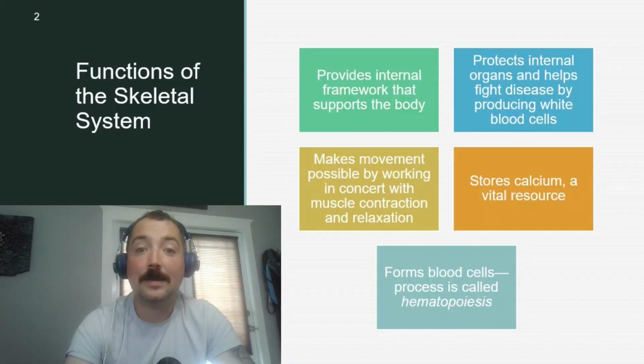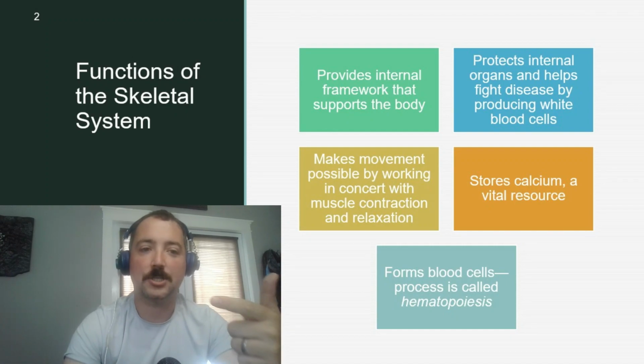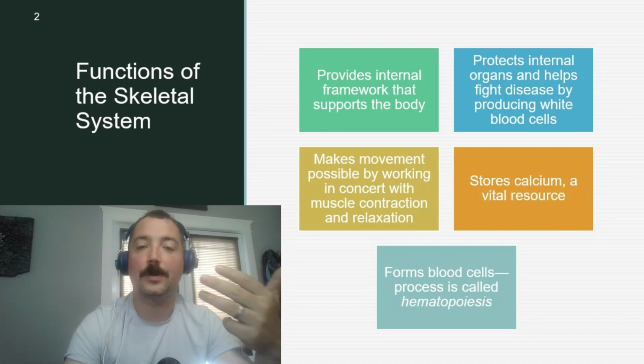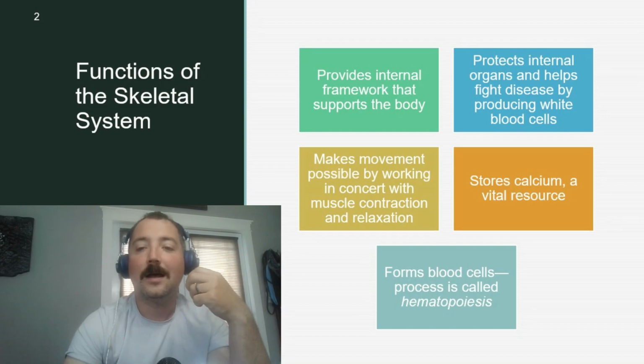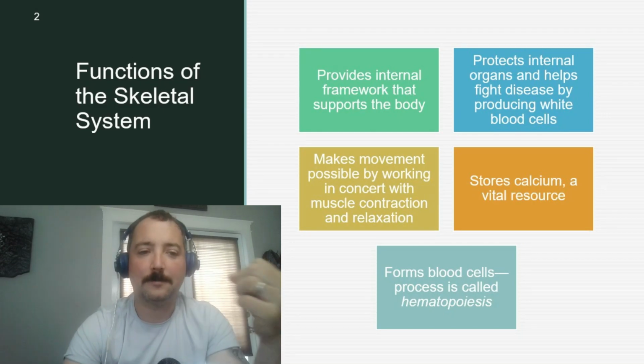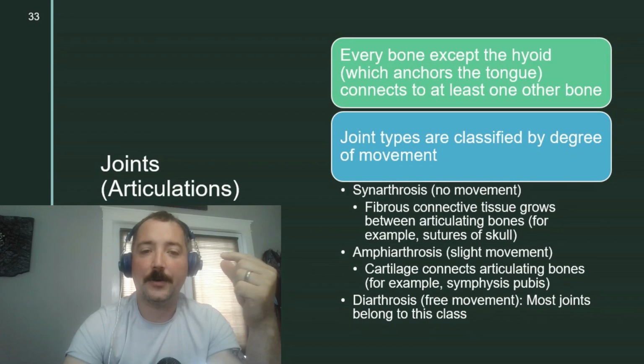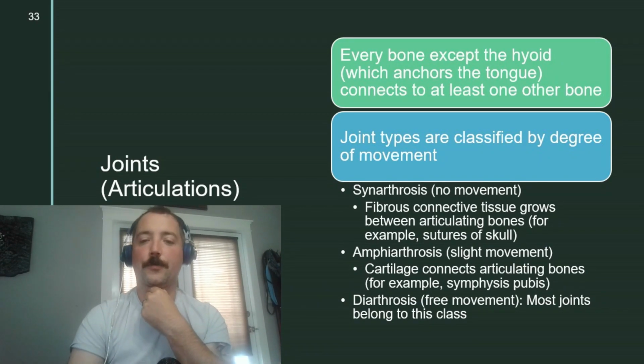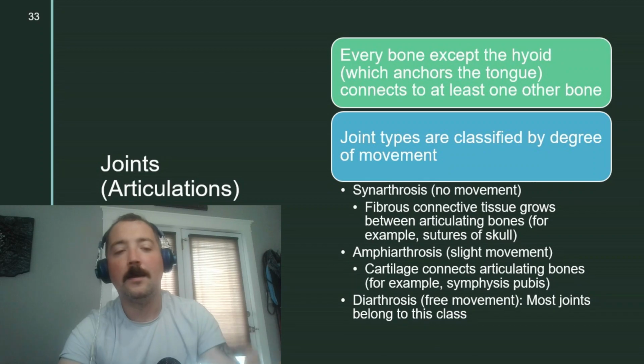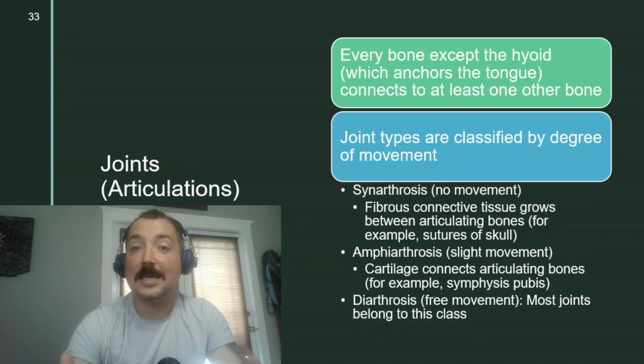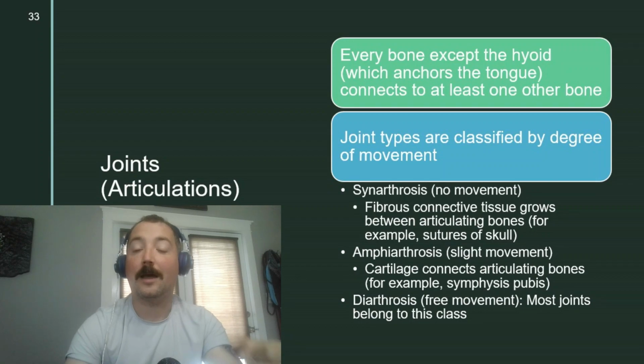If you remember a few videos back, we talked about the functions of the skeletal system: structure, protection, movement, calcium storage, and hematopoiesis. Let's talk about that movement piece for a minute. With the exception of the hyoid bone, that's this little bone that's found in your throat, just below the base of your tongue, every bone in the body is connected to another bone. There's a gap between those bones, and that's called a joint. Joints are classified by how much movement they allow between the two bones.